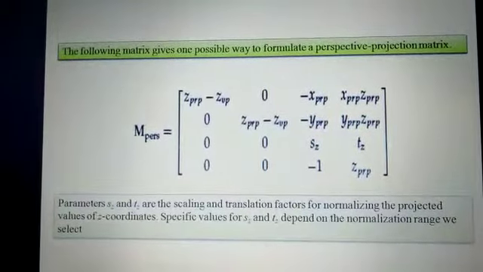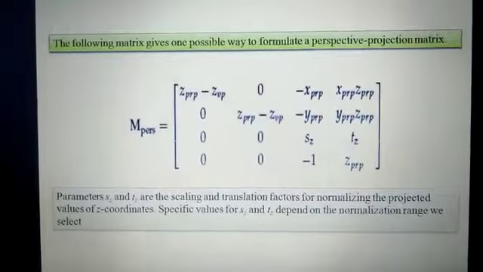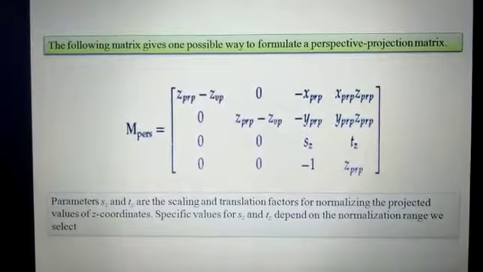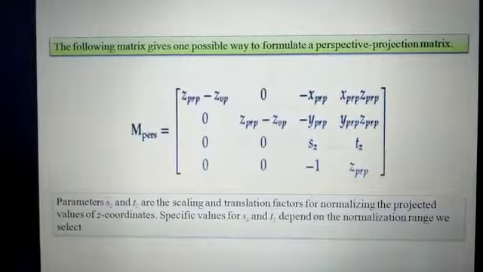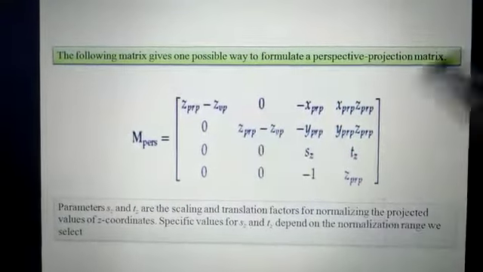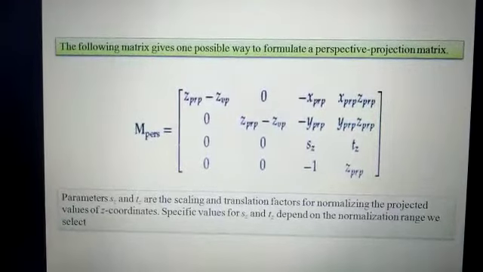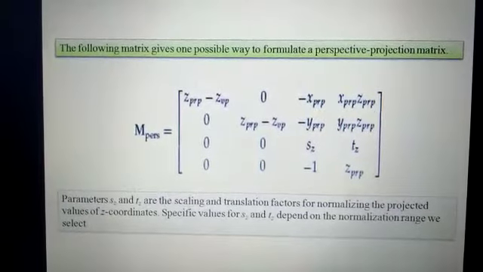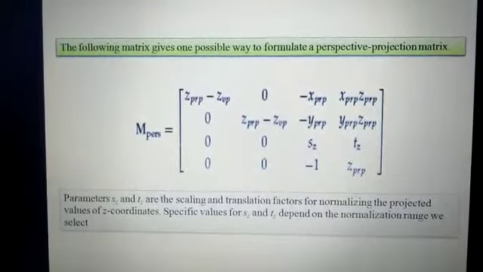Therefore, we can conclude the matrix which gives one possible way to formulate a perspective projection matrix as this, where parameters Sz and Tz are the scaling and translation factors for normalizing the projected values of z coordinates.